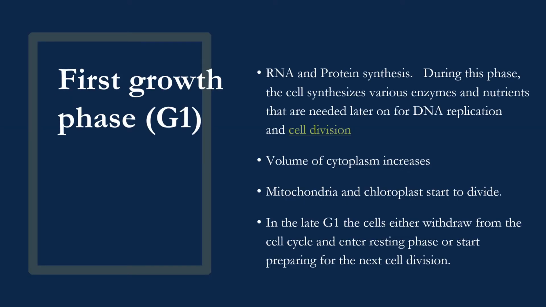In the first growth phase, RNA and protein synthesis take place. The cell synthesizes various enzymes and nutrients that are needed later for DNA replication and cell division. The volume of cytoplasm slowly starts to increase. Mitochondria and chloroplasts start to divide because they have their own DNAs. In late G1, the cells either withdraw from the cell cycle and enter the resting phase or start preparing for the next cell division.